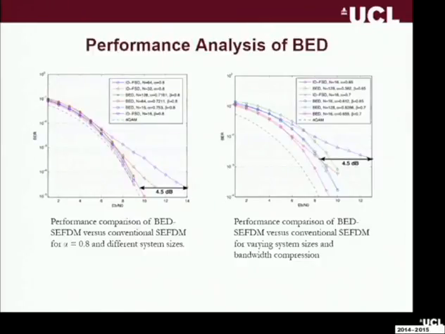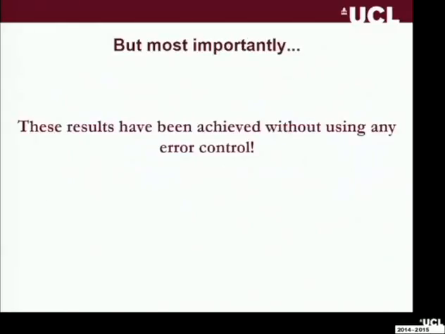So this is what we call the block area detector, which uses the same detector we discussed just before, the iterative detection with soft decoding. What we found here is that for a much higher number of subcarriers, 128, this is the conventional SEFDM, this is the block SEFDM. You can improve it by 4.5 decibels for the same effective bandwidth compression. All this has been done without any error control. So no convolution codes, no turbo codes, no nothing. It's just pure raw data.